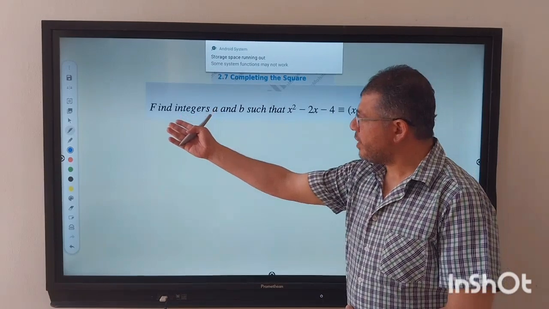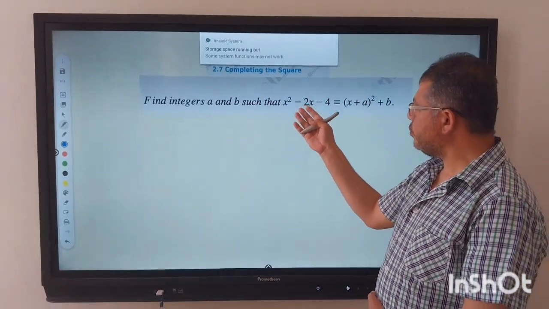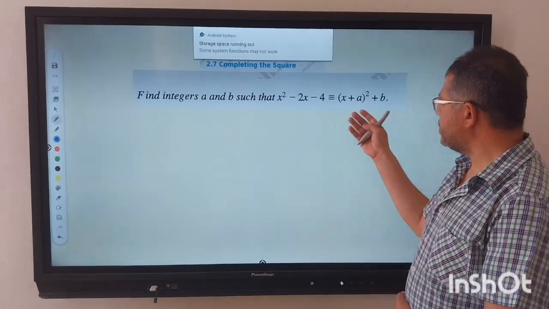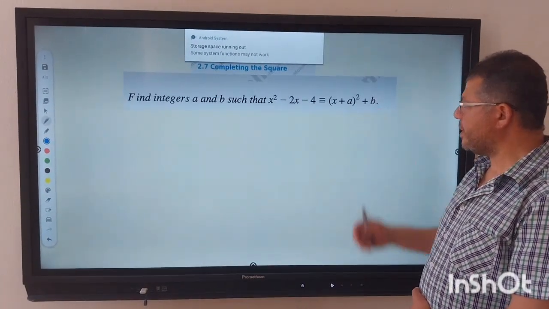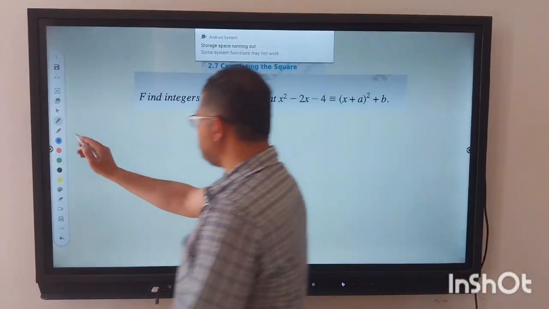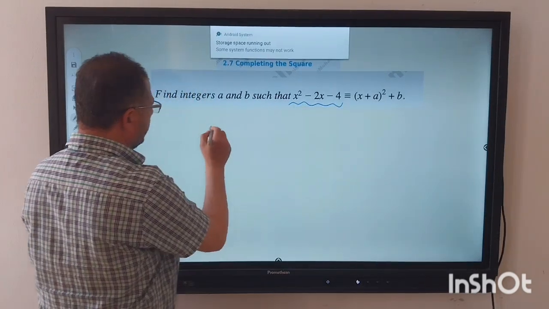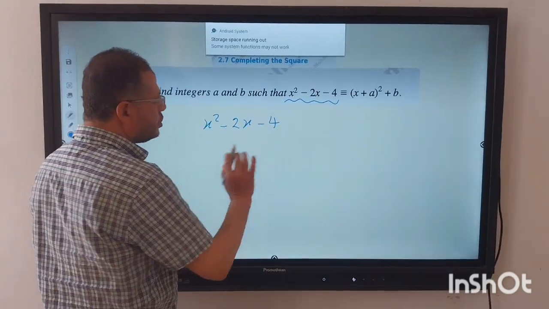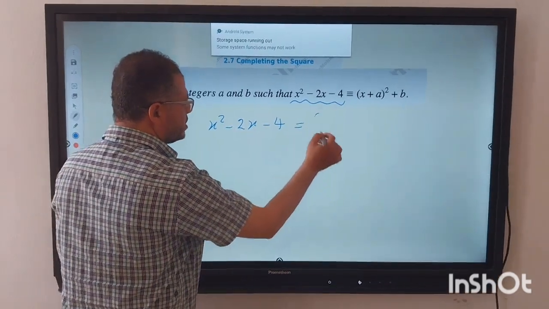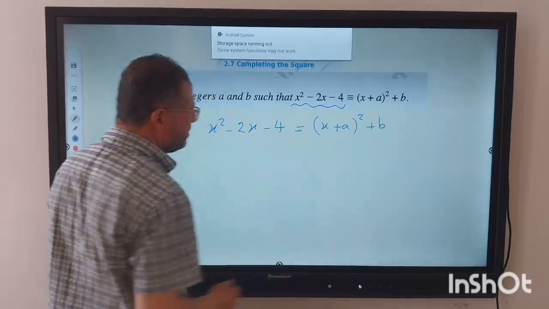It asks you to find the integers a and b such that x^2 - 2x - 4 is congruent to, or equal to, (x + a)^2 + b. What does it mean here? It means I have to change this quadratic expression, x^2 - 2x - 4, into a new form. This form is (x + a)^2 + b.